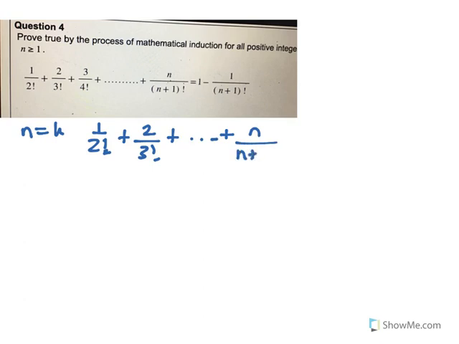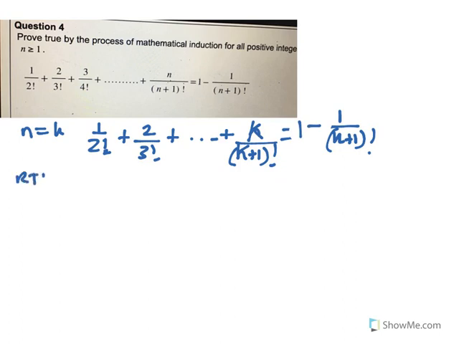Okay, so you're looking at this one. Assume for n equals k, that would be that, plus 2 on 3 factorial plus n on n plus 1 factorial. Now you're trying to make it, actually I have to say k, not n. You're trying to make it equal 1 minus k plus 1 factorial. I'm just going to neaten that up a little bit. So it's going to be 1 minus k plus 1 factorial.